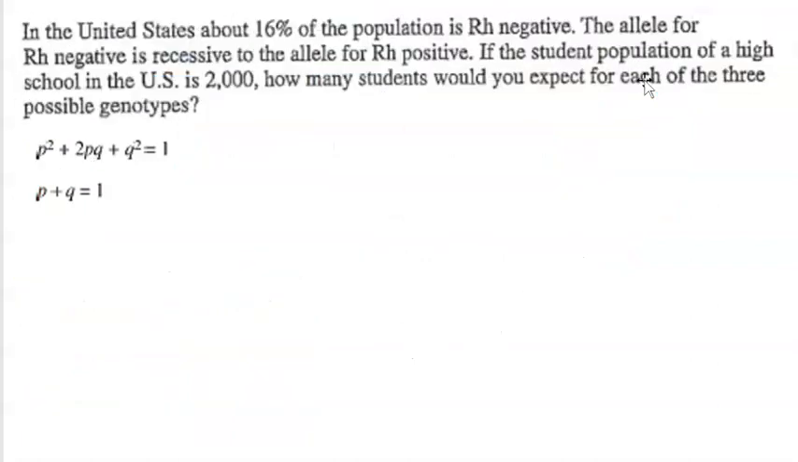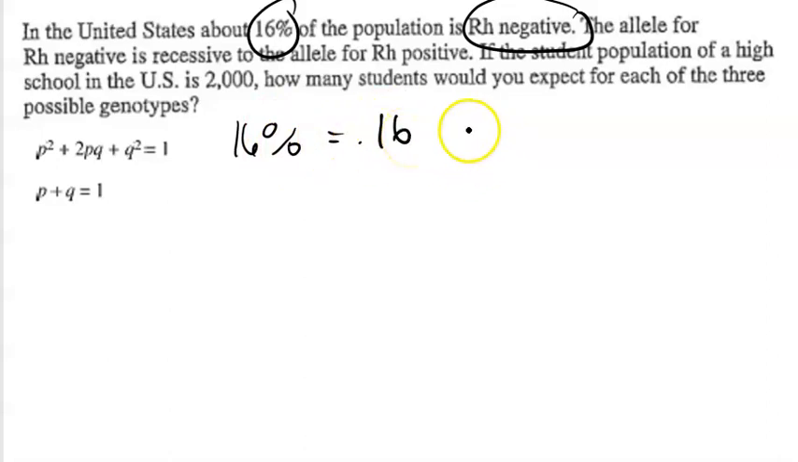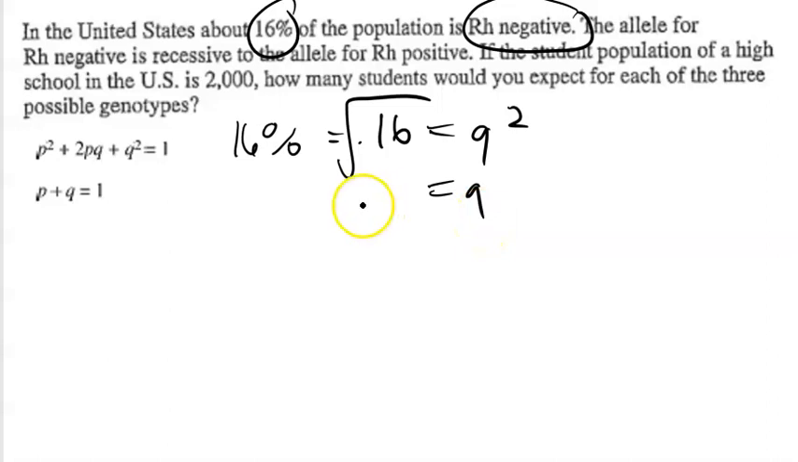Another problem here, we are looking at the trait for blood type, for Rh factor. In the problem, it's telling you that Rh factor negative is 16%. So another way of saying 16% is 0.16. So 0.16 equals Q squared. Take the square root of that number to get Q. That number is 0.04. So now we have our number that when multiplied by itself would create that.